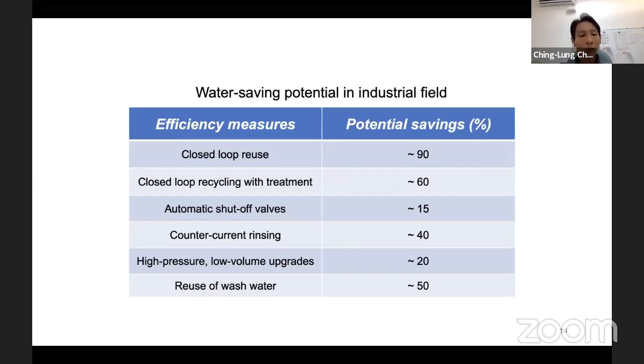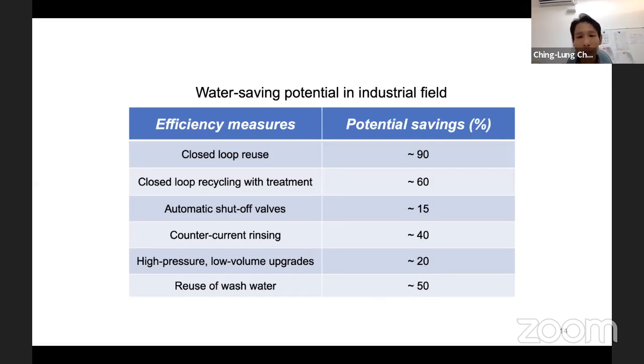Okay, and then the second one is closed loop recycling with treatment, which might save about 60% of the water. Automatic shut off mode is about 15%. And then counter current rinsing is about 40%. And then high pressure, low volume upgrade is about 20%. And then with reuse of the wash water, you can save about 50% of the water.